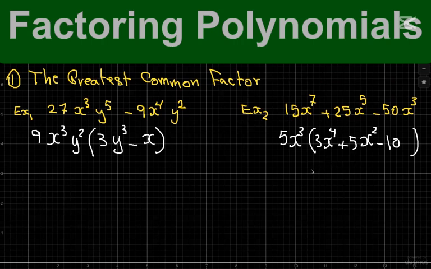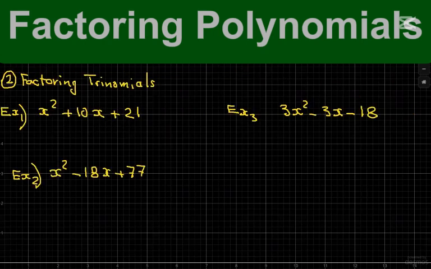Now we'll explore the second thing about factoring. So here is factoring trinomials. That's the second thing we're gonna do. So when you're factoring trinomials in the form x squared plus 10x plus 21, what we need to do here, the first thing is you open two set of brackets.